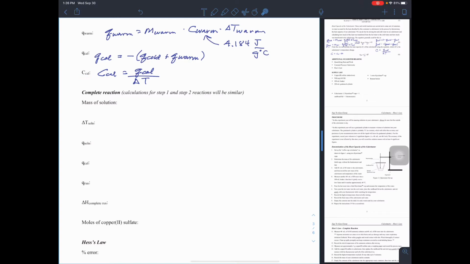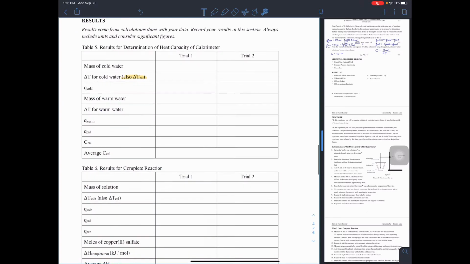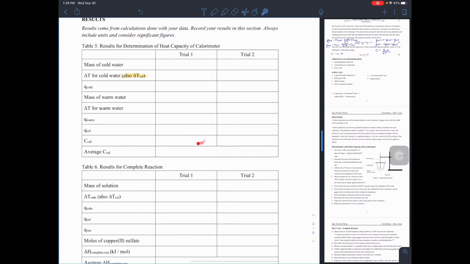So there we get Ccal, and we're going to put that in here. And then trial 2, you don't need to show these calculations, but you're going to do them in the same way. Same calculations, slightly different numbers. It's best to just do them in order, fill them all out, and you'll get a Ccal here. These two Ccals are going to be a little different because the measurements here are not super precise.